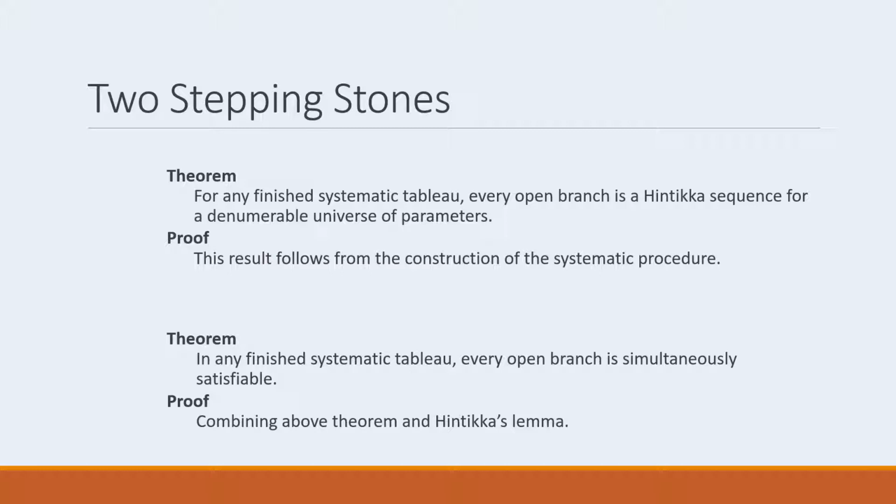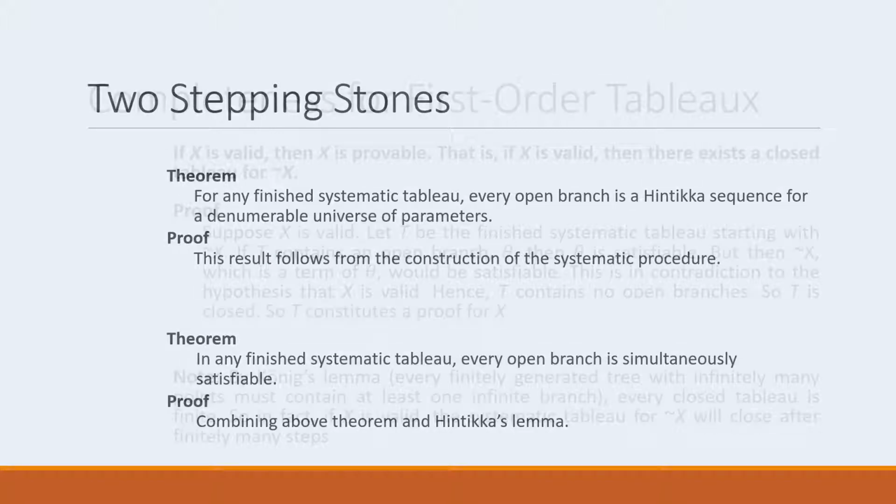Our second result is that for any finished systematic tableau, every open branch is simultaneously satisfiable. This comes from the result we have above. All of our open branches are Hintikka sequences, and Hintikka's lemma, which we just outlined, says that any Hintikka sequence is simultaneously satisfiable. So with that hop and that skip, we are ready to jump into completeness.